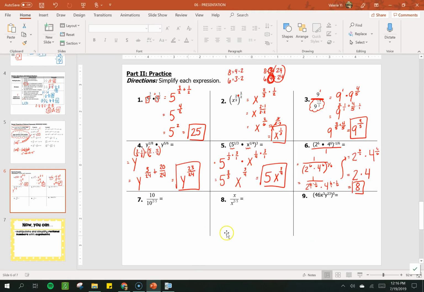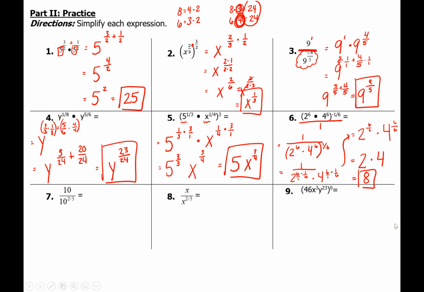Alright, so if I can get my computer to cooperate, we'll do just a couple more of these slightly harder ones. Okay, so number 7 is two bases that are the same, and this was that rule that I didn't do one of the Algebra 1 examples of. The 10 in the top has a first power for its exponent, and the rule says that if you have the same base on both sides of the fraction bar, you can subtract the exponents. So this is the same as 10 to the first power minus the 2/5 power.